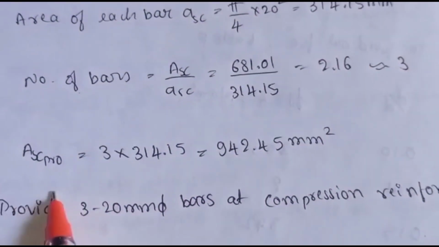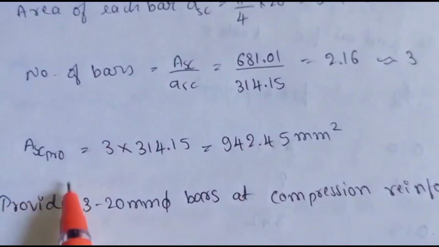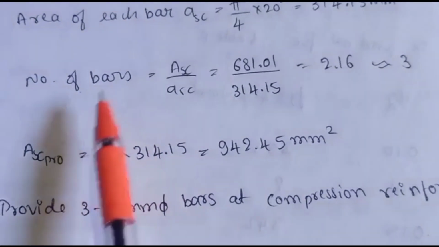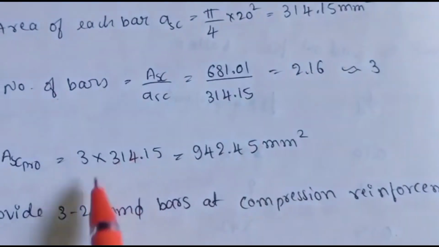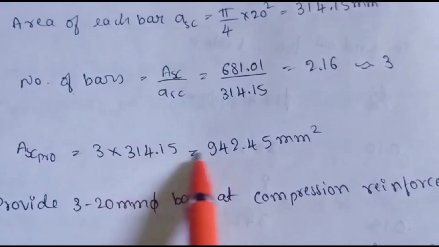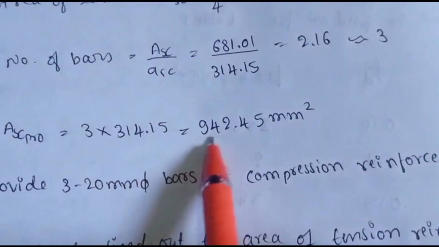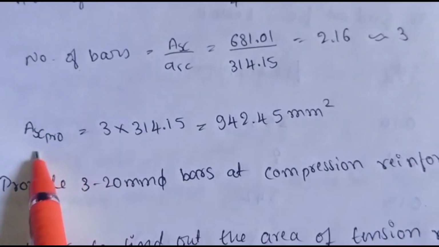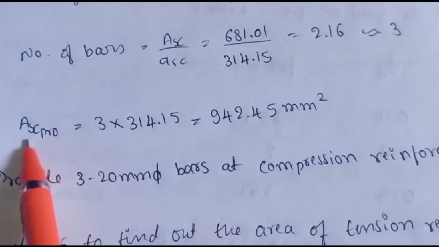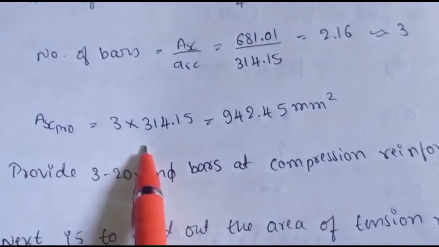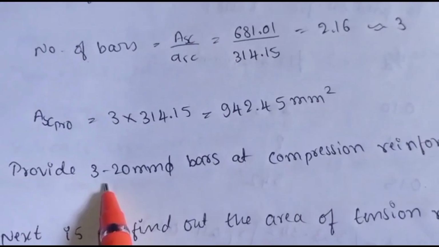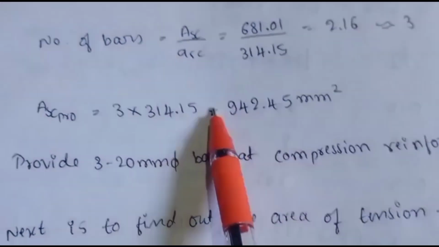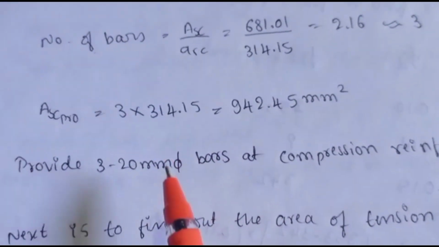Now we need to calculate the Asc provided. For that, we have the formula: number of bars into area of each bar. Substitute all the values and simplify, we get 942.45 mm square as the area of compression reinforcement. This is the Asc provided. So provide three numbers of 20 mm diameter bars as compression reinforcement. This is how we calculate the Asc provided.